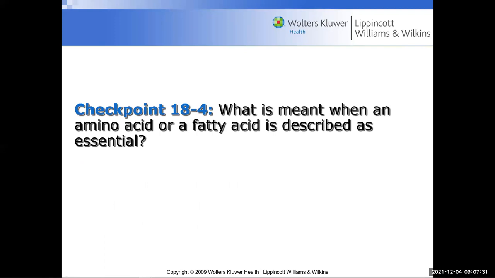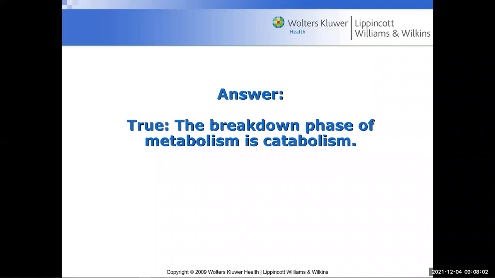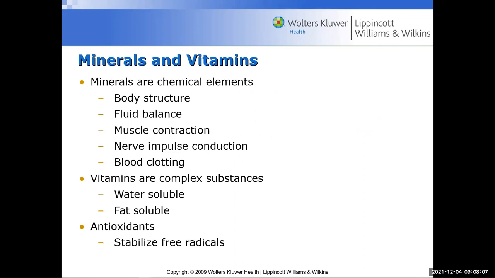What is meant when an amino acid is described as essential? It means that it is needed and cannot be synthesized by the body itself. The breakdown phase of metabolism is catabolism. True or false? True, very good. Remember the little story I gave about the cat, destroying things? Breakdown, catabolism is indeed that. Okay, let's go forward.